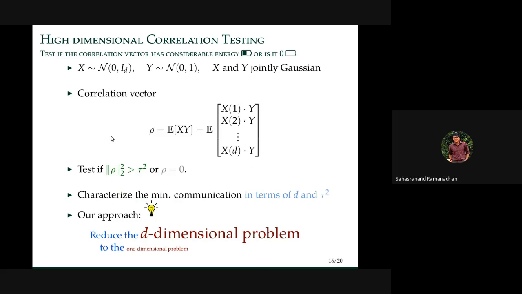So imagine the following scenario. Suppose the energy tau square is equally distributed among all the coordinates 1 to d. So each of them has energy roughly tau square over d. Then we can just pick one of the coordinates, say the first coordinate, and check if it has correlation greater than tau square over d with y. If it were indeed 0 to begin with, then the first coordinate will also have 0 correlation with y. So now you can just run the one-dimensional test and use the same result for this d-dimensional problem, provided the energy is equally distributed. But that may not be the case.